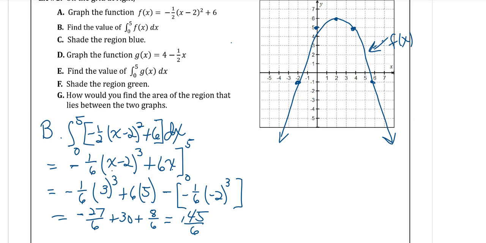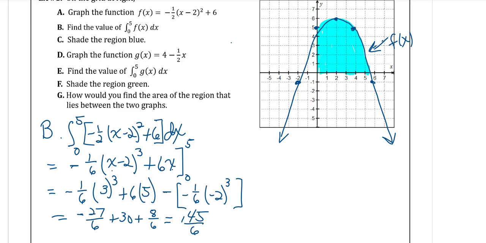Okay. So next, part C says shade the region blue, so the part that I just integrated. So it was from 0 to 5. So it's going to be this part of the graph here, right there. So there's the area that I just found, right there.